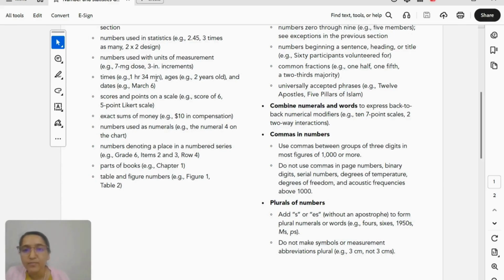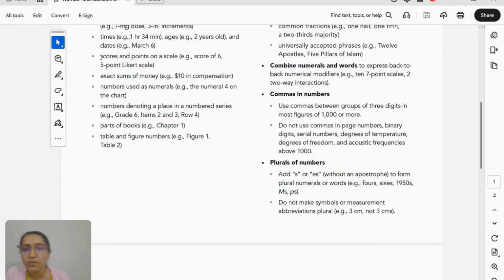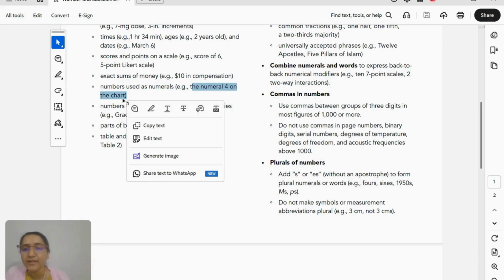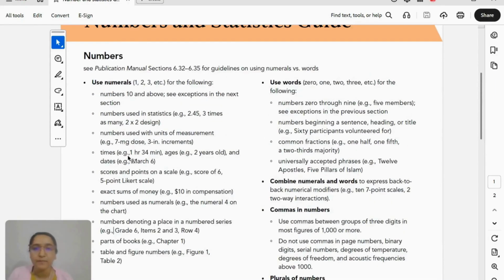Similarly, for times and ages and for dates, we use numerals. And then for scores and points on a scale, we use numerals. For example, 5-point Likert scale, the 5 will be used as a numeral. And for exact sums of money, the numeral itself is used, the numeral 4 here. These are clear examples, right? And then for parts of a book and table and figure numbers, we use numerals.